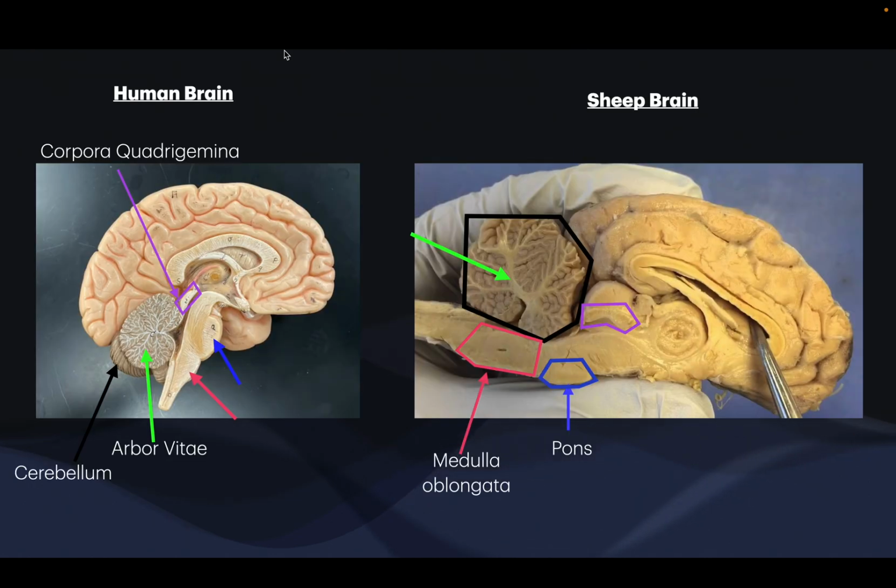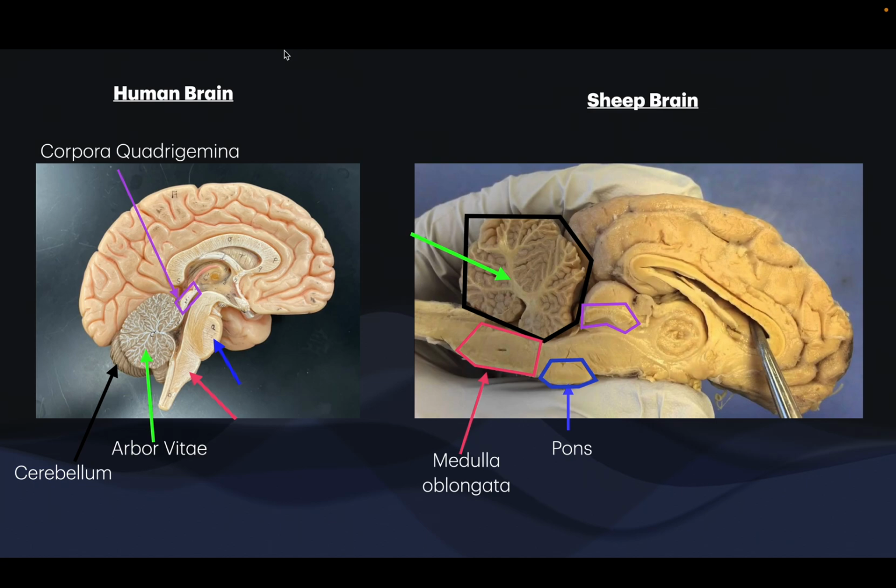On the left, we have a model of the human brain, and on the right, we have a model of the sheep brain. To start off, we're going to look at the structure surrounded with the black line or the black arrow, and that's the cerebellum. Inside the cerebellum, we have those white structures that are called the arbor vitae.